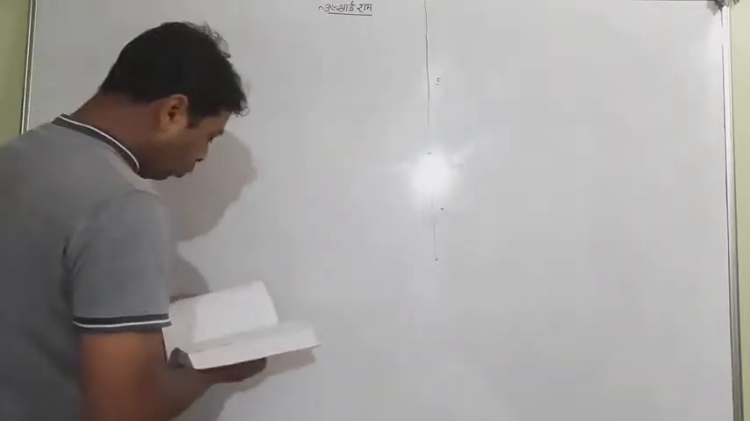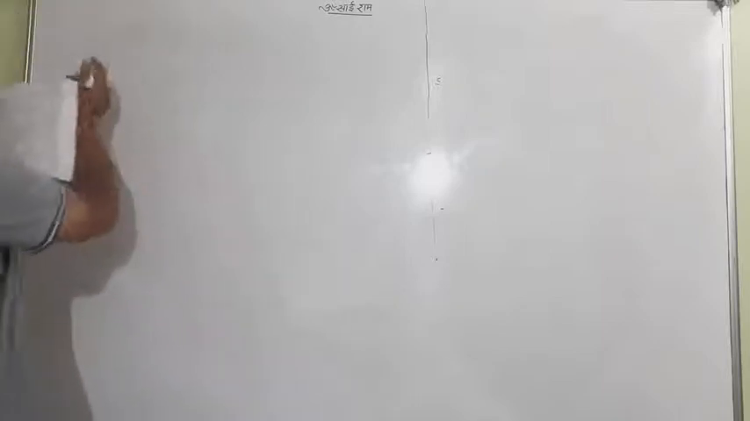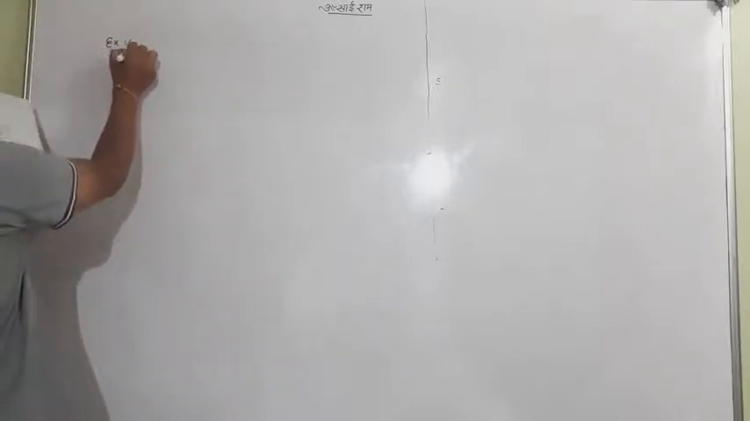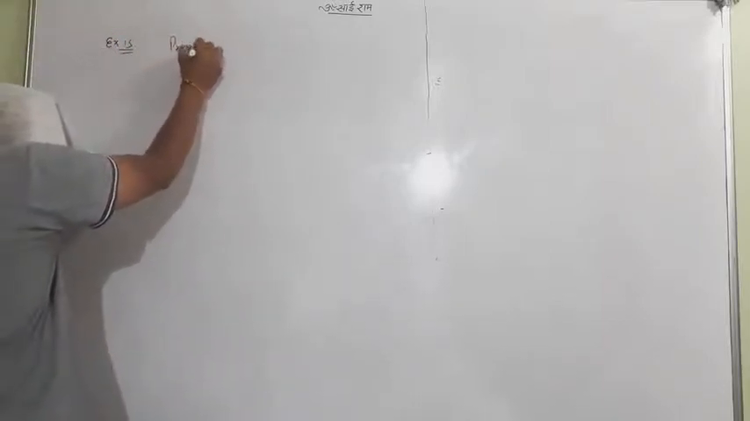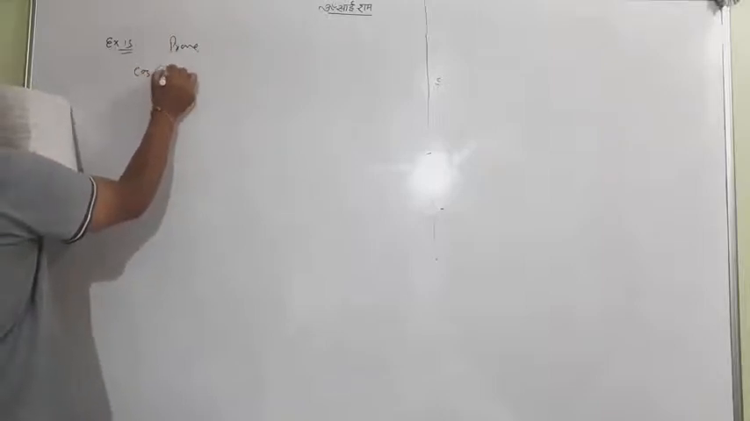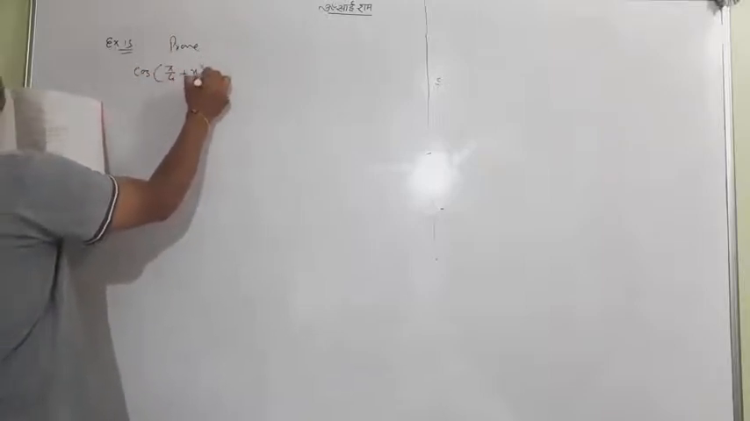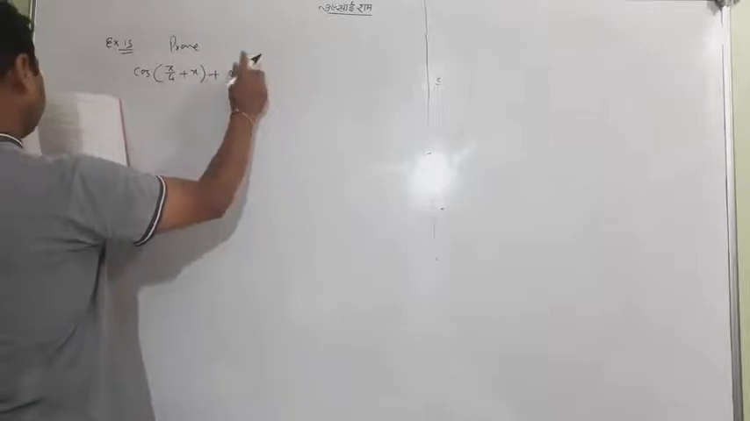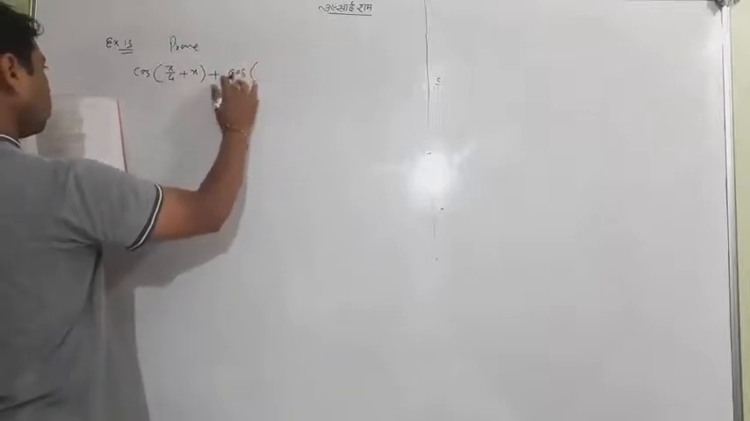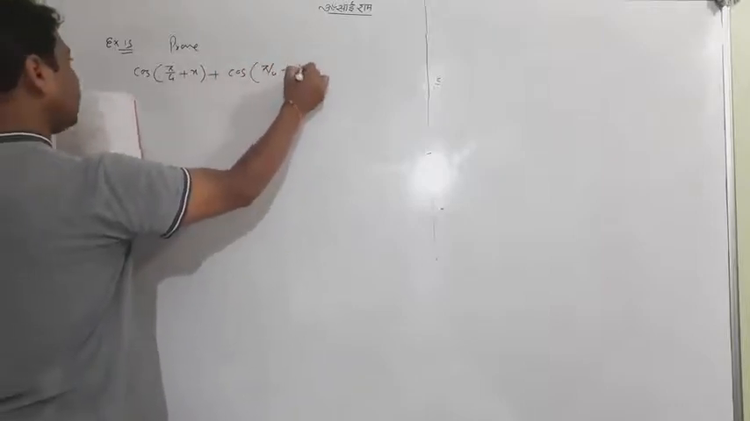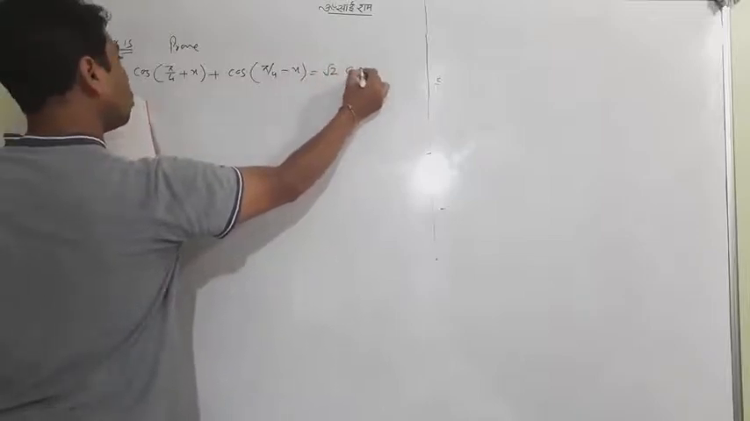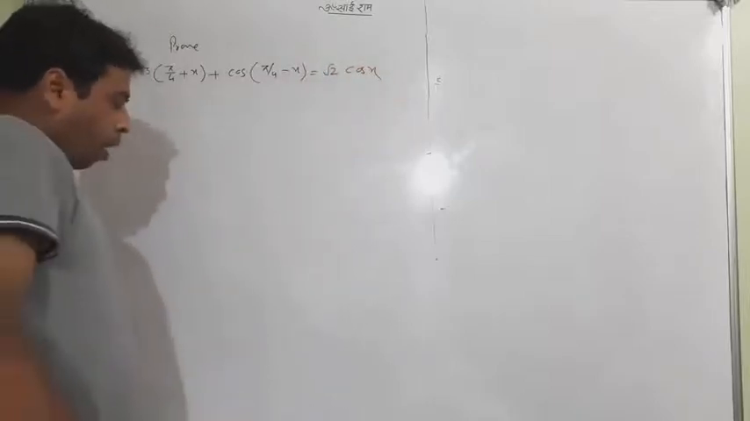Now let me do some more examples. Example number 15: prove that cos of pi by 4 plus x times cos of pi by 4 minus x is equal to root 2 cos x. This is a very easy question.